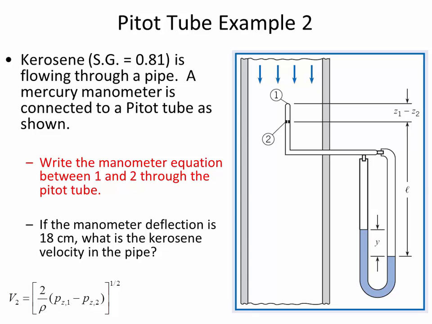And finally, we have to know the density of the kerosene. And so that's 0.81 times the density of water, which is 1,000 kilograms per cubic meter. And so the density of kerosene will be 810 kilograms per cubic meter.